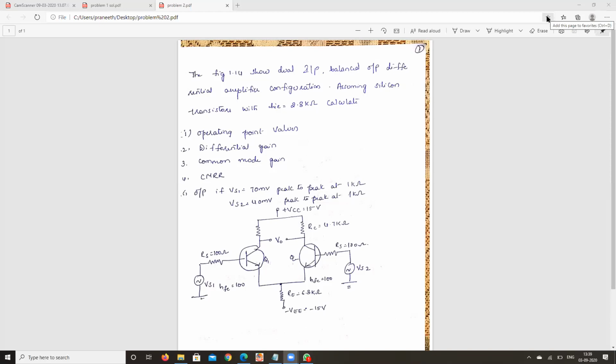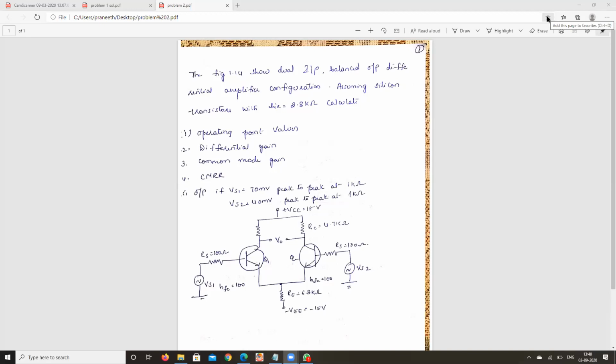Just what you need, if you want to calculate ICQ means you want VE minus VB by 2RE. So VE is 15 ohms, VB is 0.7 ohms, and by 2 into RE means 6.8 kilo ohms. Substitute it, you will get ICQ.